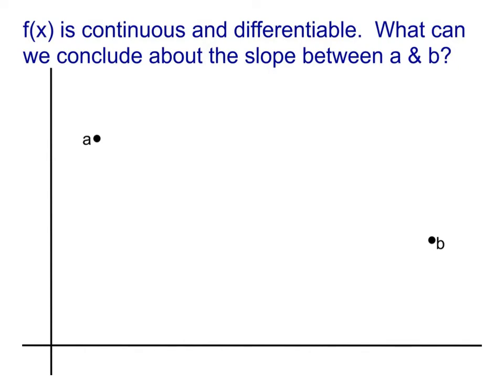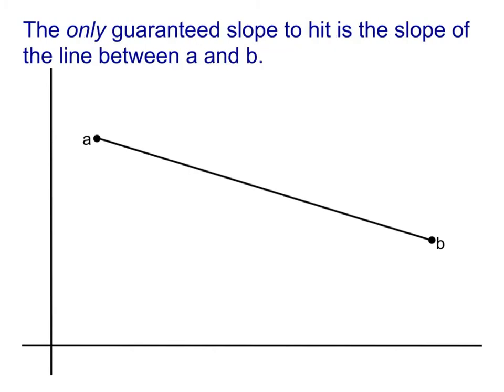Well, if we think about any different kind of function that is both continuous and differentiable at every single point between a and b, we end up with something that looks like that, or we could end up with something that looks like this, or this. All of those include one particular slope value, and that is this one. The only slope that must absolutely hit someplace between a and b is the exact slope between a and b.